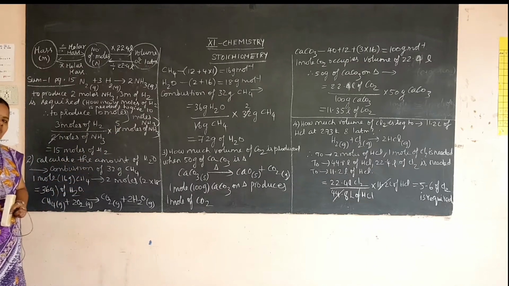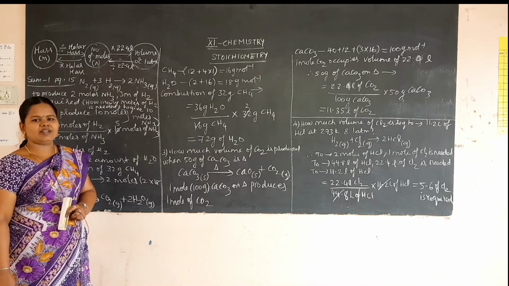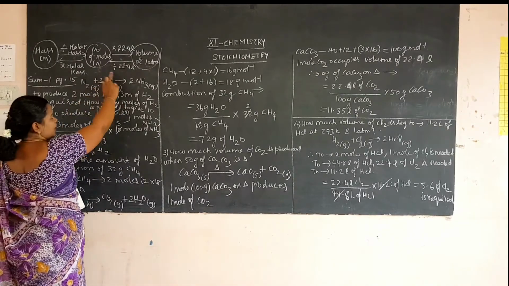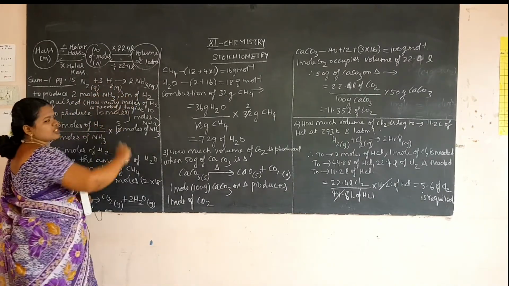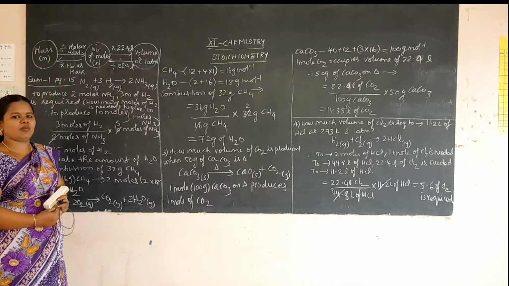அப்போ 10 moles of ammonia கிடைக்கணும்னா எவ்வளோ ஹைட்ரஜன் தேவைப்படுது? 15 moles of hydrogen. Okay, again I will tell. Here the question is how many moles of hydrogen is required to produce 10 moles of ammonia? 10 moles of ammonia கிடைக்கணும்னா எவ்வளோ ஹைட்ரஜன் வேணும் அப்படின்னு கேட்டிருக்காங்க.